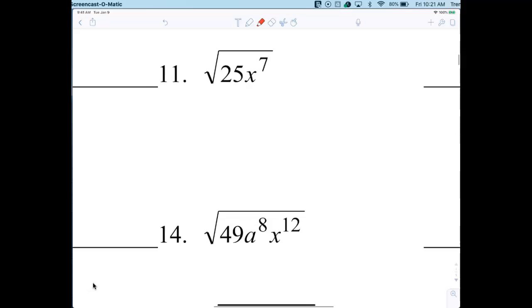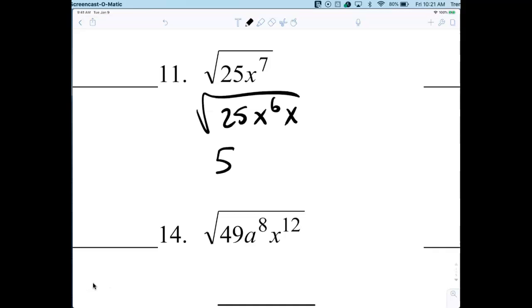Number 11. Is 25 a perfect square? So I leave it alone. Is x to the 7th a perfect square? So I break it down to x to the 6th and x. Now, what's the square root of 25? Square root of x to the 6th. What's left behind?